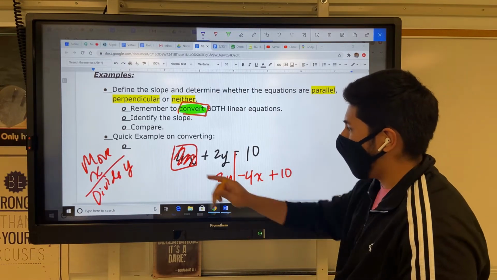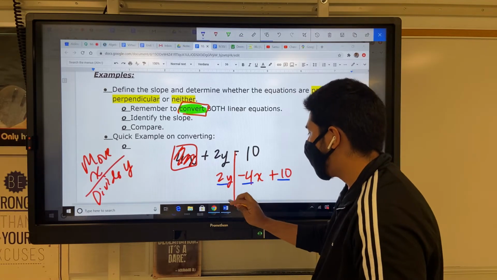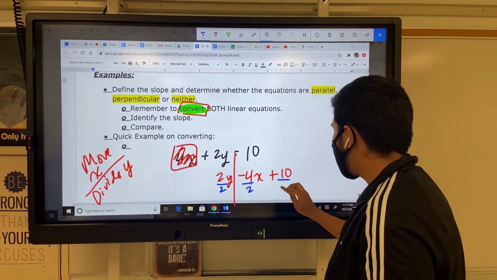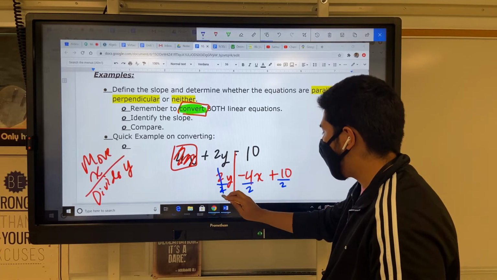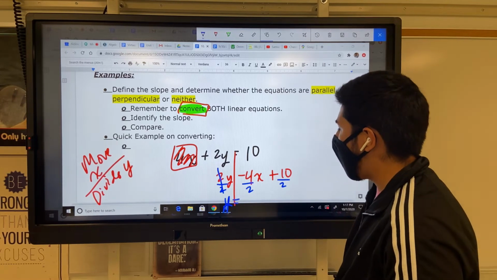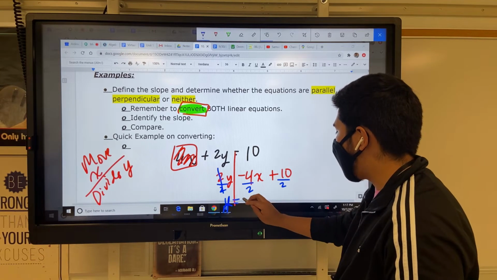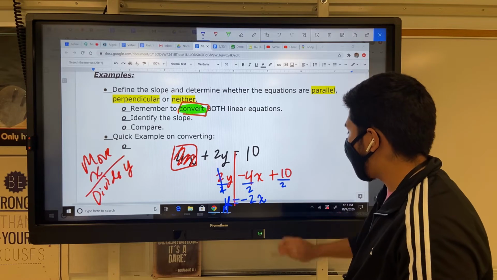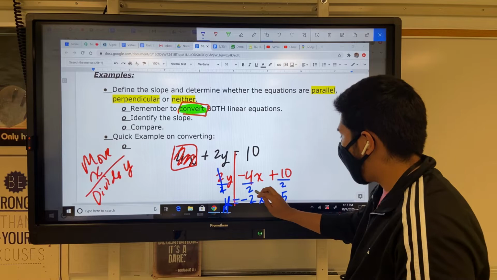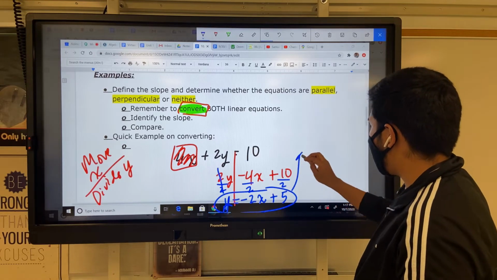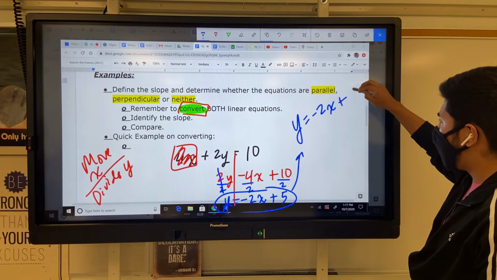And then we divide by the number in front of the y, which is 2. 2 divided by 2 cancels out because that gives me 1. So I have y equals, which is what I like. Negative 4 divided by 2 gives me a negative 2x. 10 divided by 2 gives me a positive 5. So y equals negative 2x plus 5.